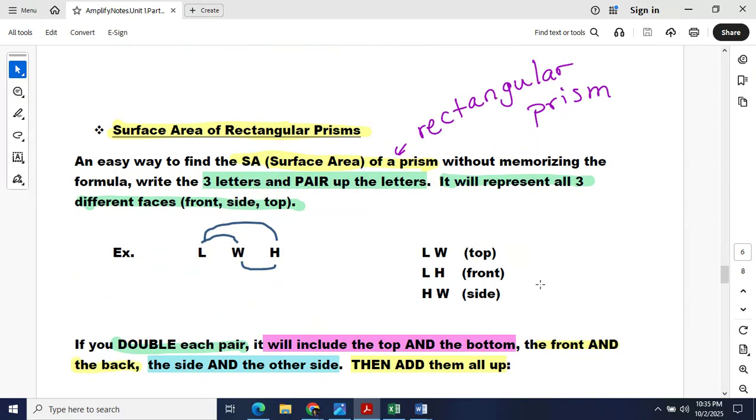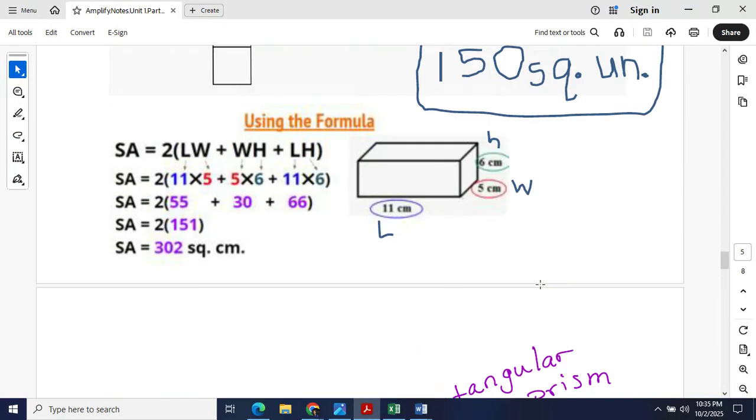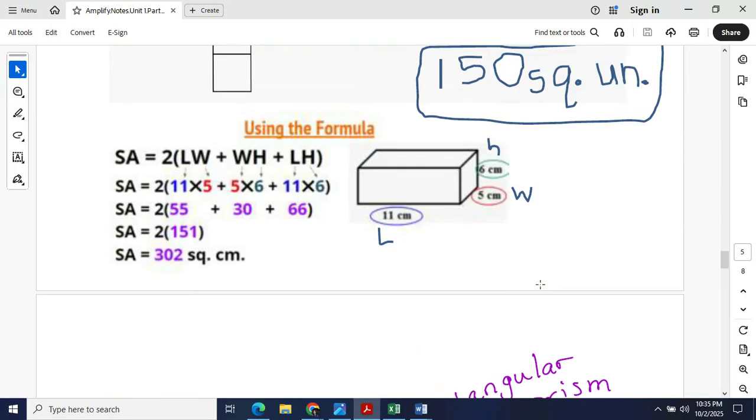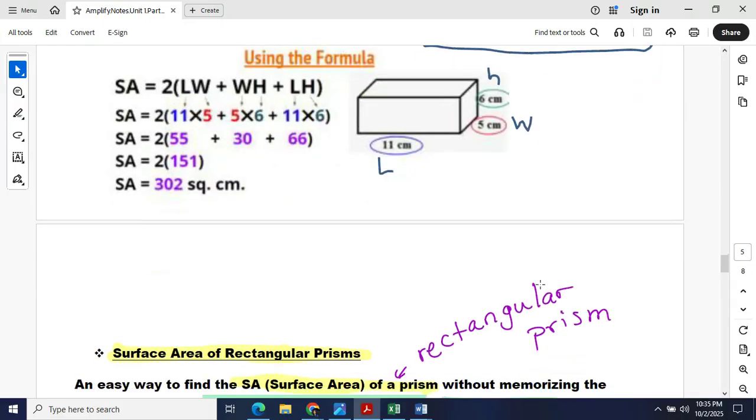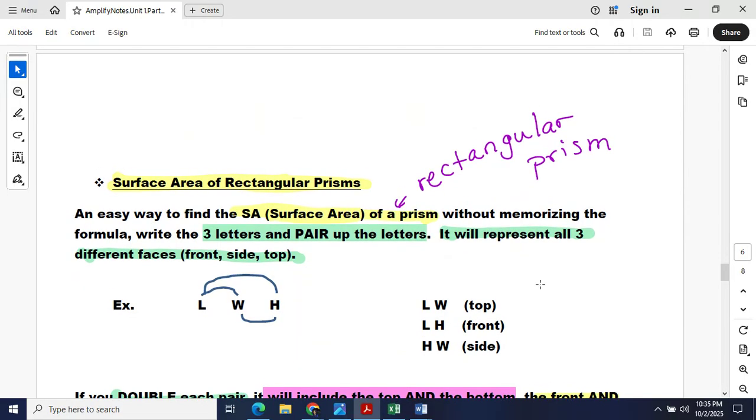An easy way, without memorizing, would be to write the 3 letters and pair up the letters. We pair up because we're finding area of a rectangle, where you measure, let's say, base times height, 2 numbers or 2 dimensions. Ready? So I could write L, W, and H and pair them up. You'd multiply length times width, length times height, and then width times height.